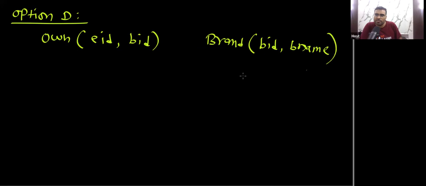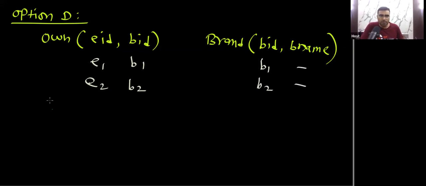Okay, BID and B name. Now you notice, let's assume that this employee E1 owns B1, and employee E2 owns B2. These are the brands, B1, B2. Only two brands are there, B1 and B2.